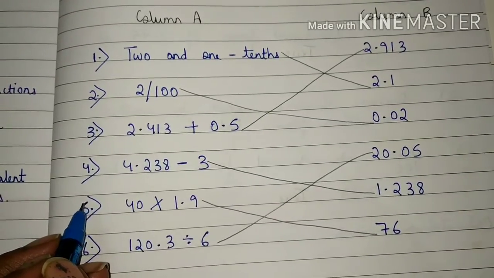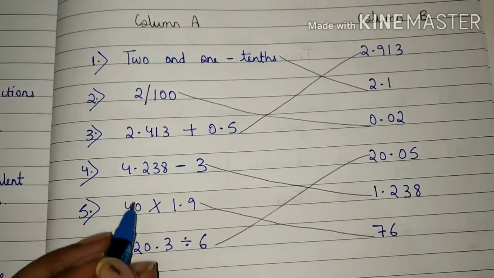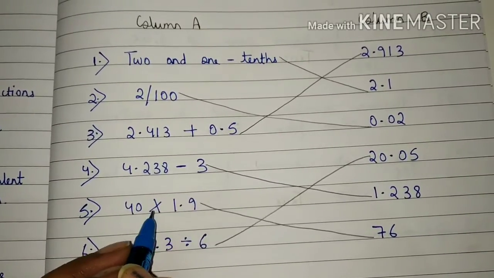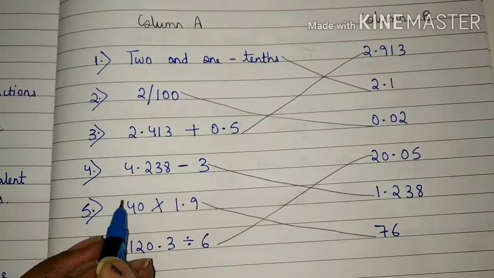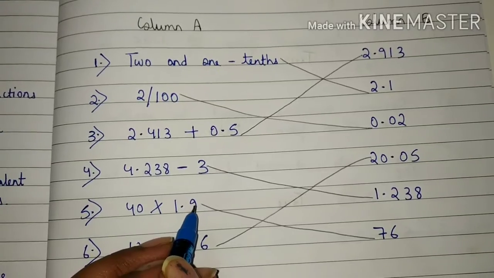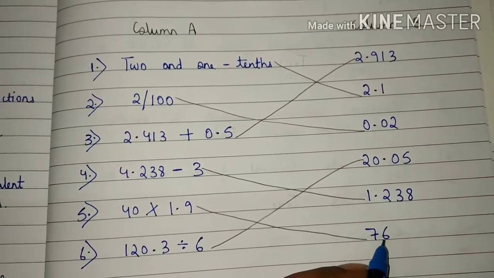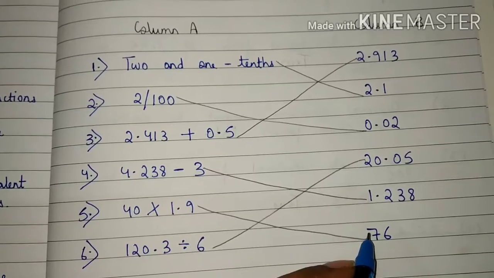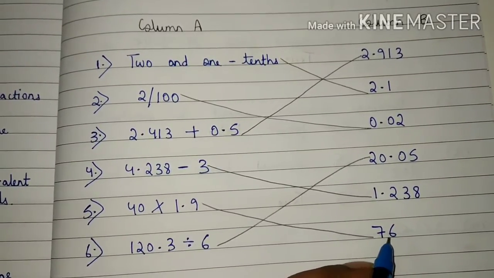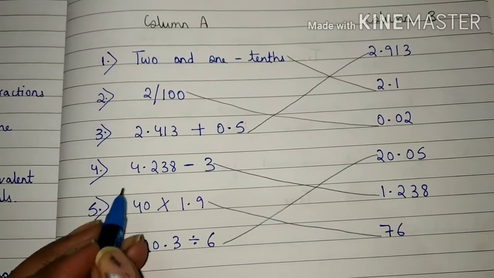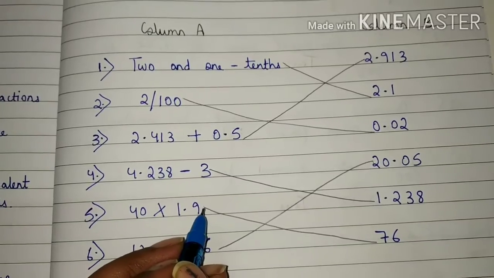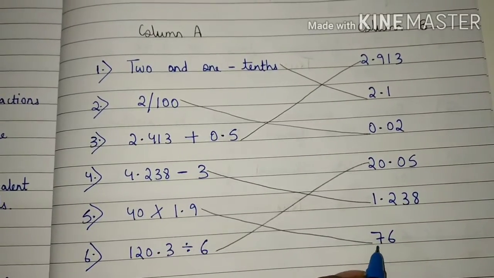Students, now come to question number 5. 40 into 1.9. Students, on multiplying 40 with 1.9, you will get the answer 76. Students, 76 is the correct answer because when you multiply 40 with 1.9, you will get the answer 76.